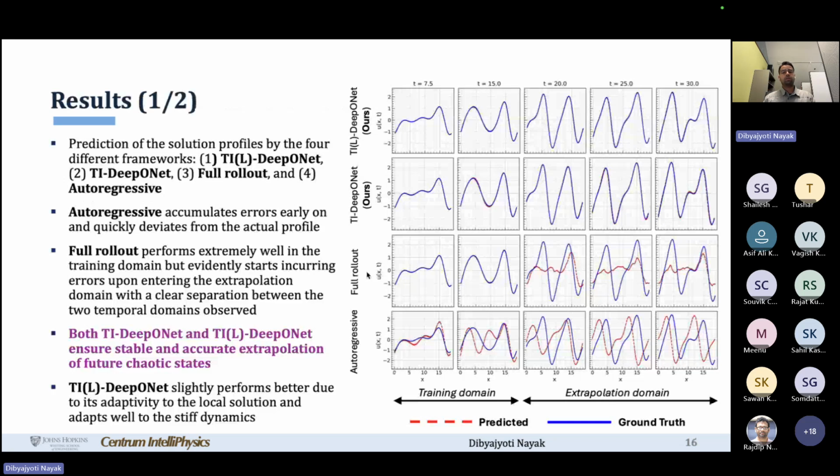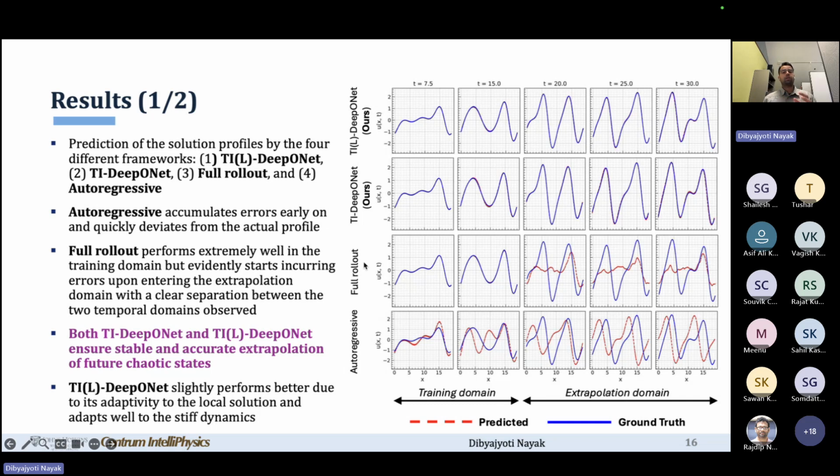Quickly moving on to the results. Again, we'll compare qualitatively the solution profiles, as you can see here. We do the comparison between the four different DeepONet frameworks. In the autoregressive case, you can see, as expected, it accumulates errors early and it quickly deviates from the actual profile.